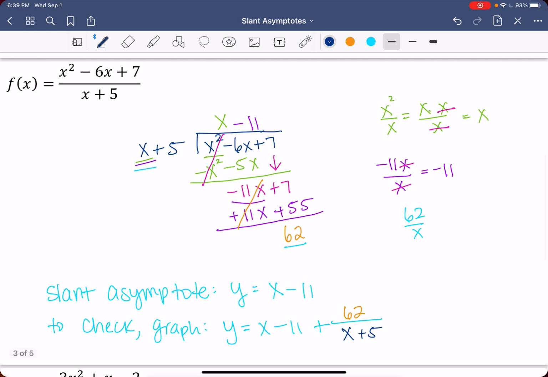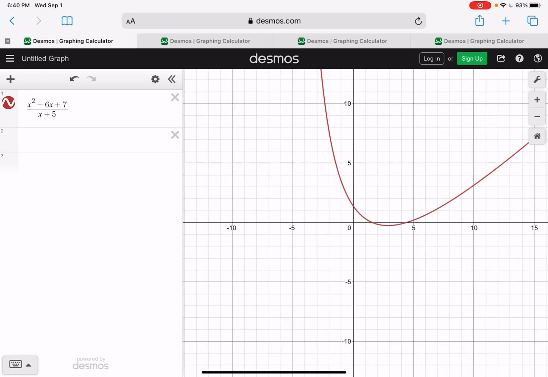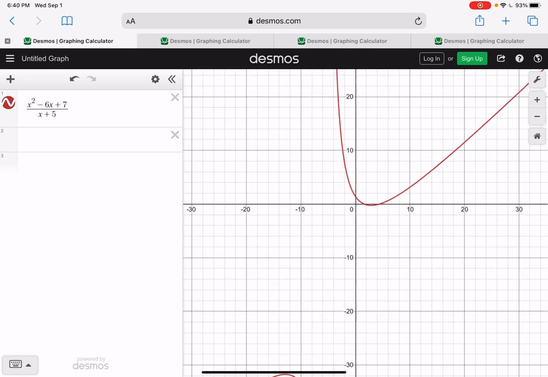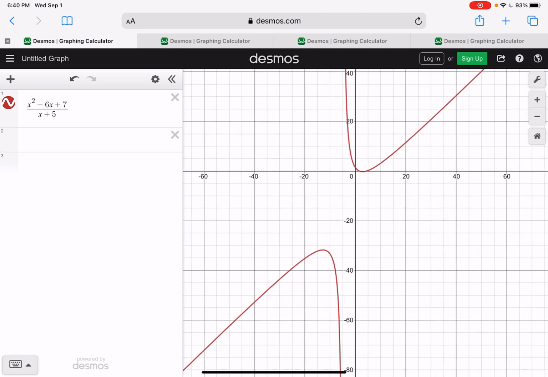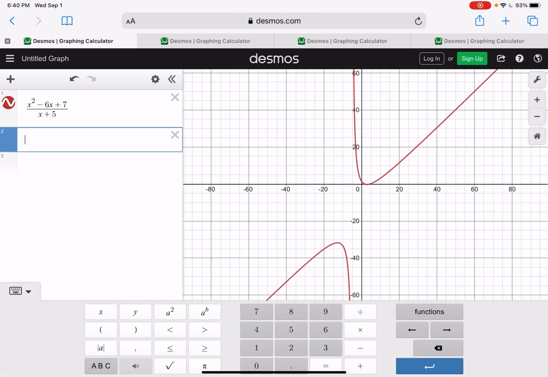Okay, so I have already pre-graphed the original, which is x squared minus 6x plus 7 over x plus 5. When you do it on your own, you might get something that looks like this, but these are rational functions, so you should have two sides at least. So make sure you're zooming out until you see the full picture. Okay, so now that I see both sides, I'm going to put my slant asymptote, which was x minus 11.